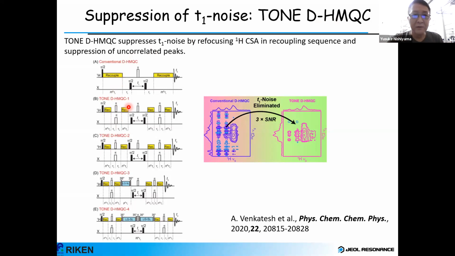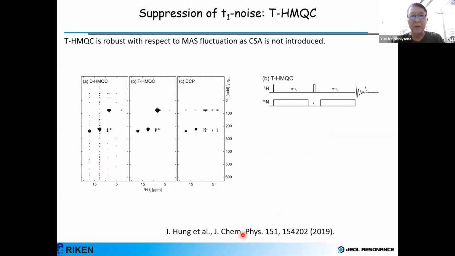In addition to that, we can apply some purge pulse or some spin-off pulse to suppress the signal from uncorrelated peaks. Then finally, in the tone HMQC experiment, we have a very clean NMR spectrum. This was published this year. This is a nice experiment. And similarly, the THMQC experiment can be used.